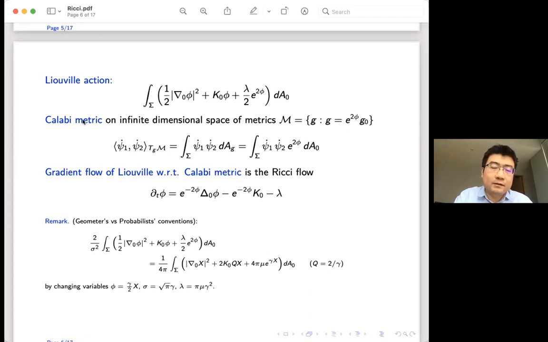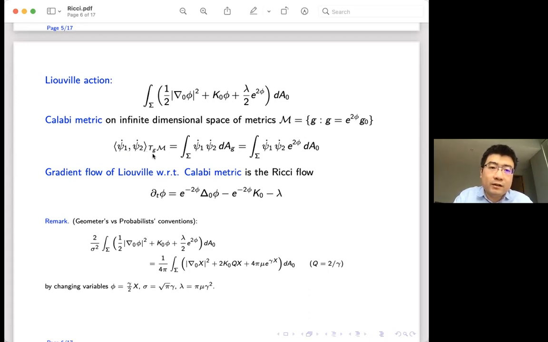So how do you define the Calabi metric on this infinite dimensional space? Basically you take two tangent vectors of this M. Since I parametrized M using the conformal factor, a tangent vector is also a function, right? So the tangent vectors psi one and psi two are also functions. They're just a perturbation of phi.